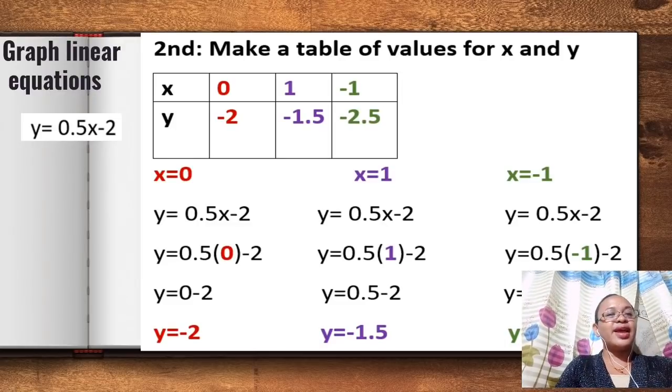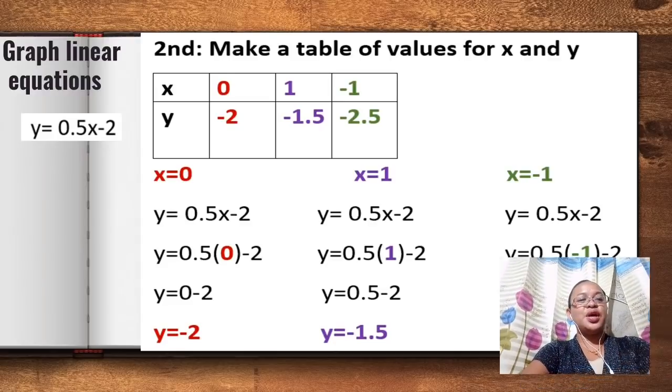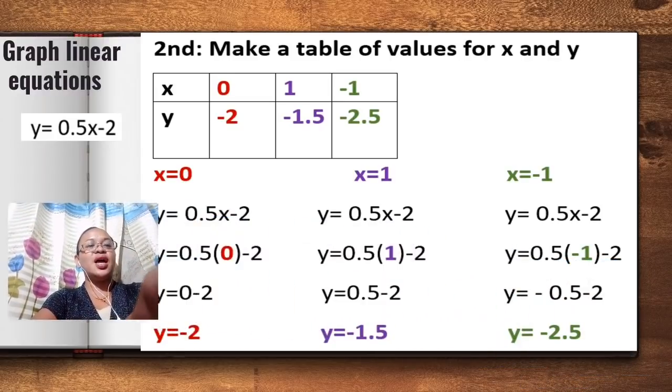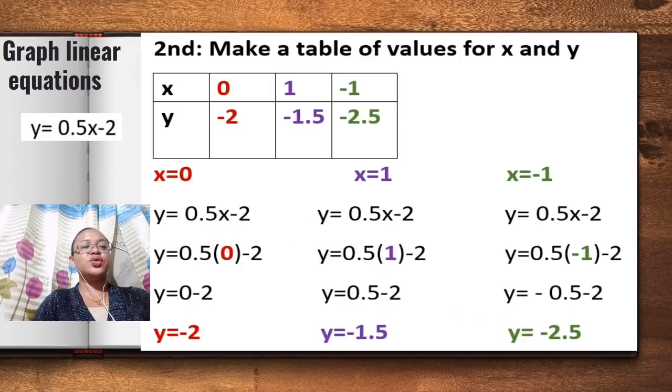Next, we let x be equal to negative 1, and so we solve. Okay, we substitute negative 1 to x. That becomes y equals 0.5 times negative 1 minus 2. 0.5 times negative 1 is negative 0.5, minus 2, then y is negative 2.5. So that is our third coordinate, negative 1 and negative 2.5.